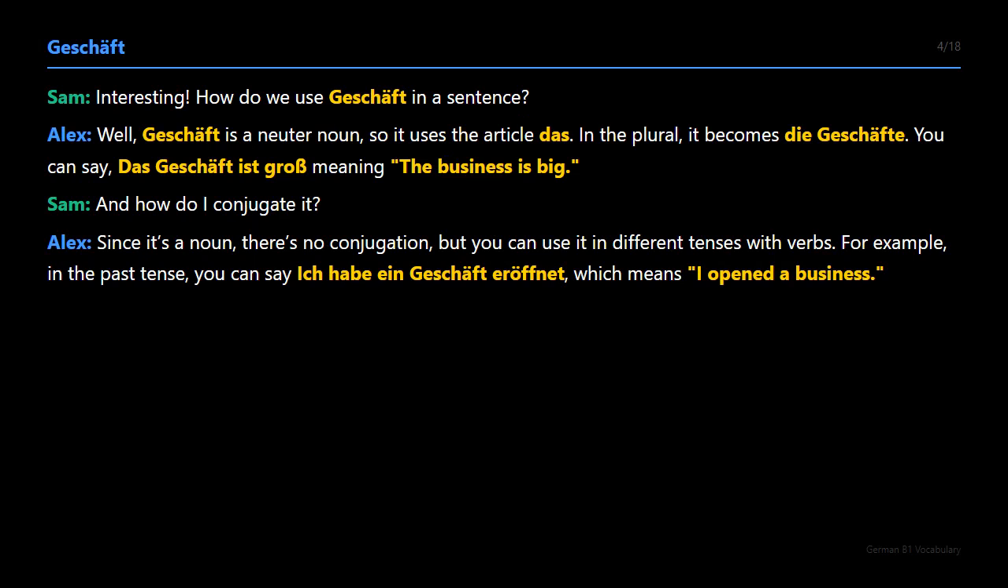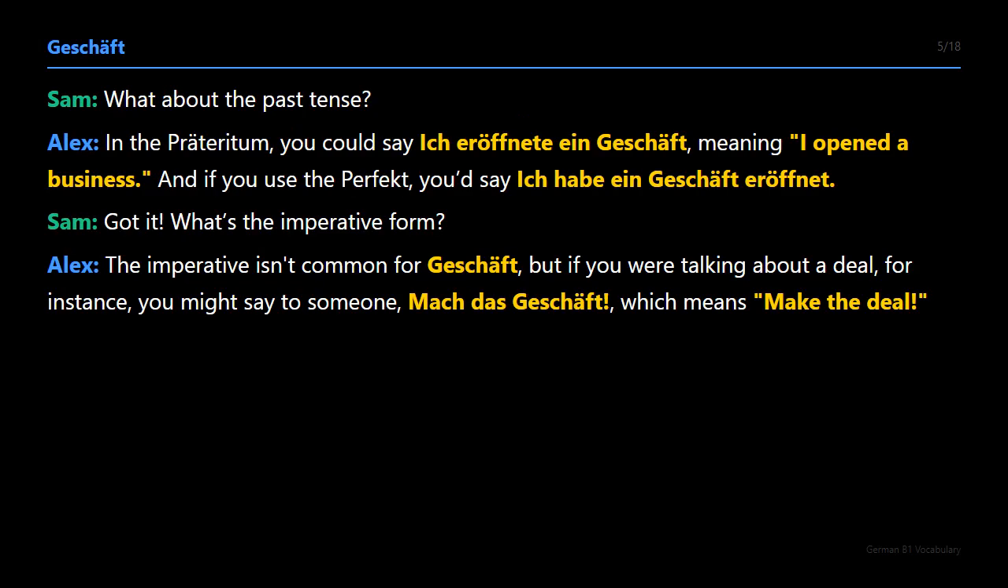What about the past tense? In the Präteritum, you could say, "Ich eröffnete ein Geschäft," meaning, "I opened a business." And if you use the perfect, you'd say, "Ich habe ein Geschäft eröffnet."